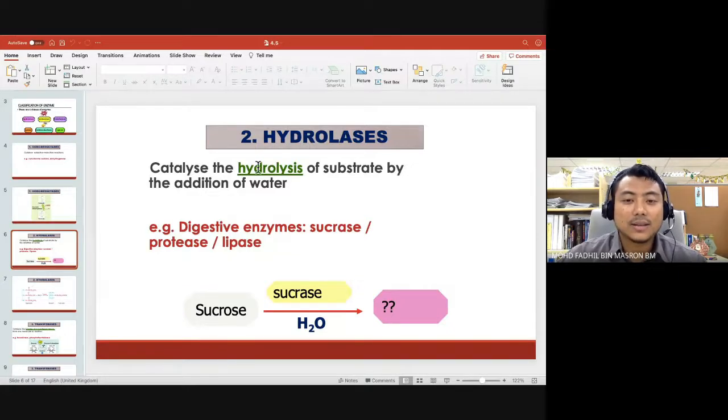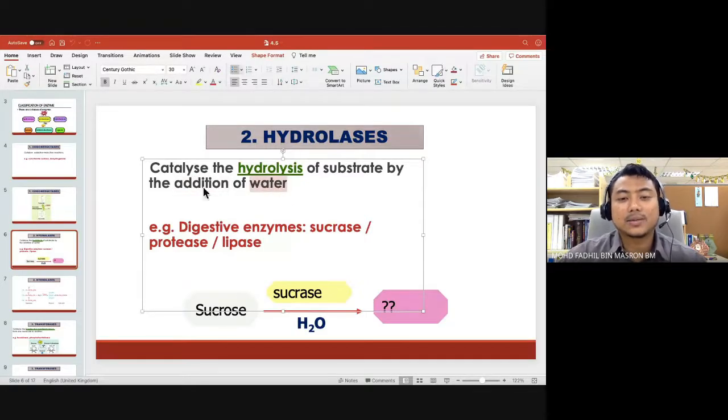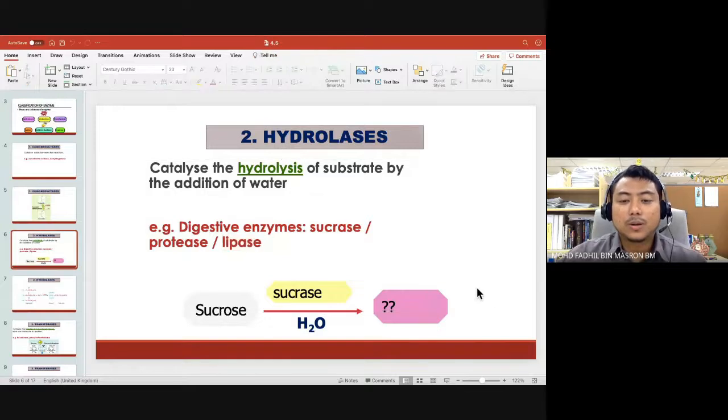Hydrolases catalyze the hydrolysis of a substrate by addition of water. So dia hydra kan air, so tambah air. Contohnya adalah sucrase, protease and lipase. So sucrose will be reacted by sucrase with the addition of water. Sucrose lepas tu kalau guna sucrase jadi apa? Glucose campur fructose.